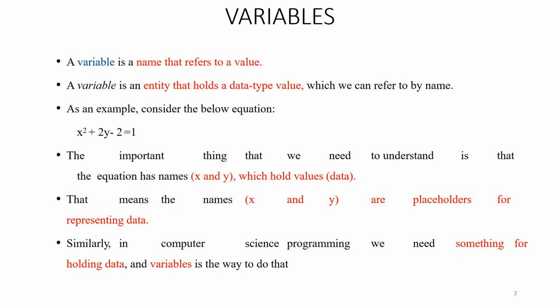For example, x square plus 2y minus 2 is 1. The symbols x and y represent the variables that store the value. In programming, variables allow data to be stored, accessed and manipulated easily.